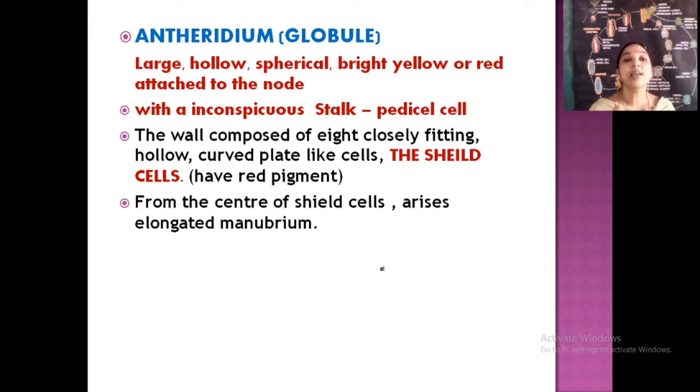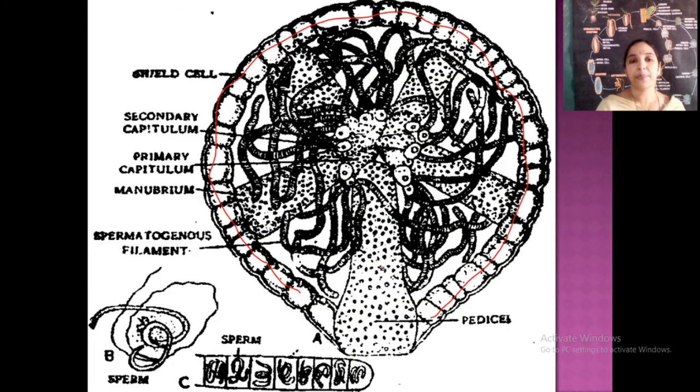Okay. So globule is spherical, bright yellow or red, having a stalk pedicel and a sheath of curved plate-like cells, shield cells. Okay. From the center of shield cells arises an elongated manubrium. These are the structures called manubria. This is manubrium 1, and this is another manubrium 2, and this is another manubrium 3, and this is another one 4. Okay, these are the manubria arising.